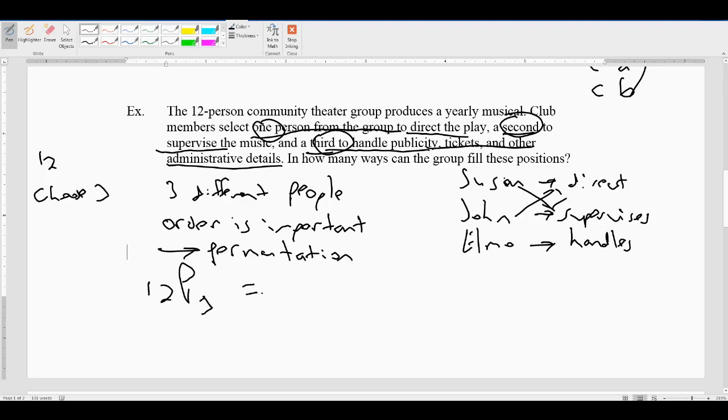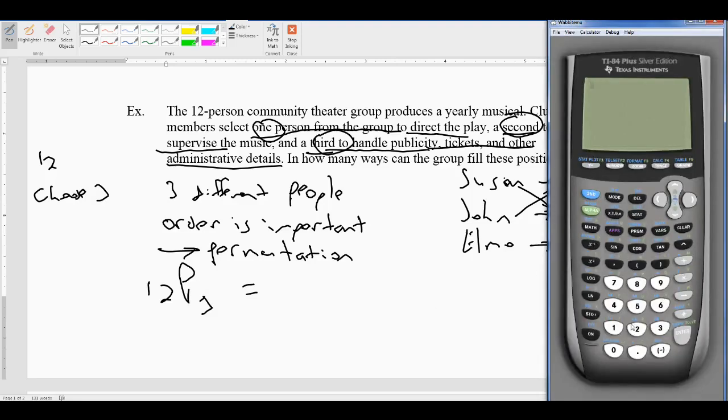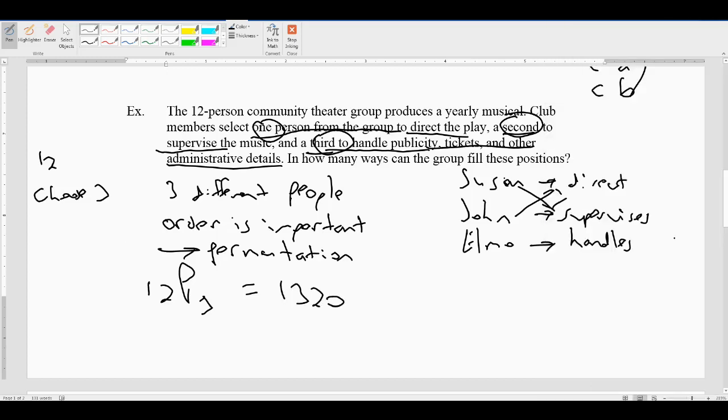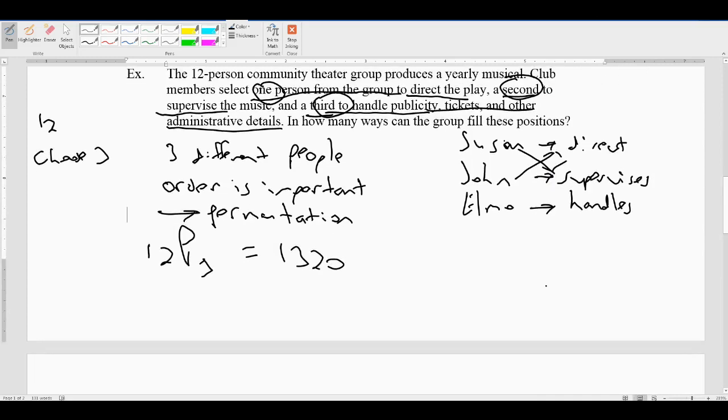And for this problem, I'm just going to take out my calculator and type it in. 12 math, move it over, 2, 3, enter. We get 1,320. Now if you want to do it step by step with the formula, I'll show you that right now.